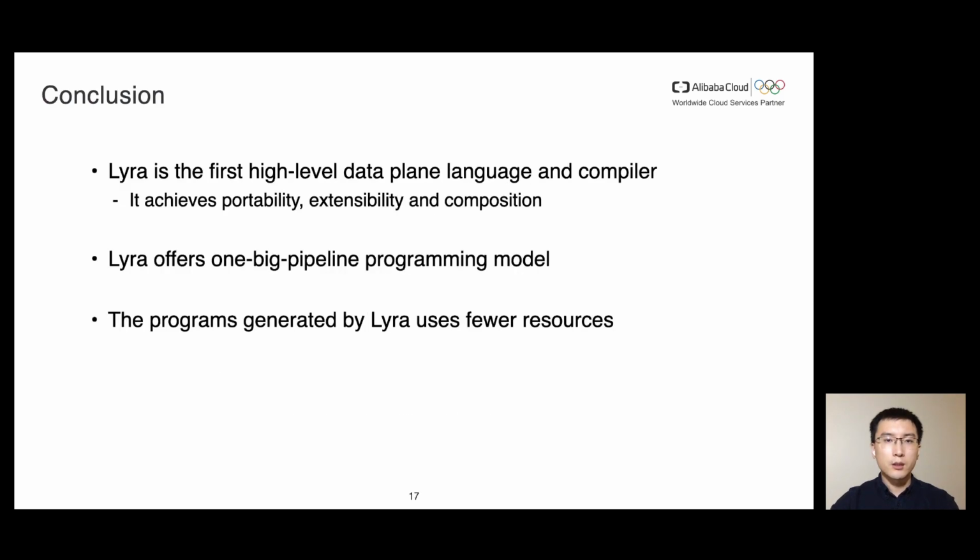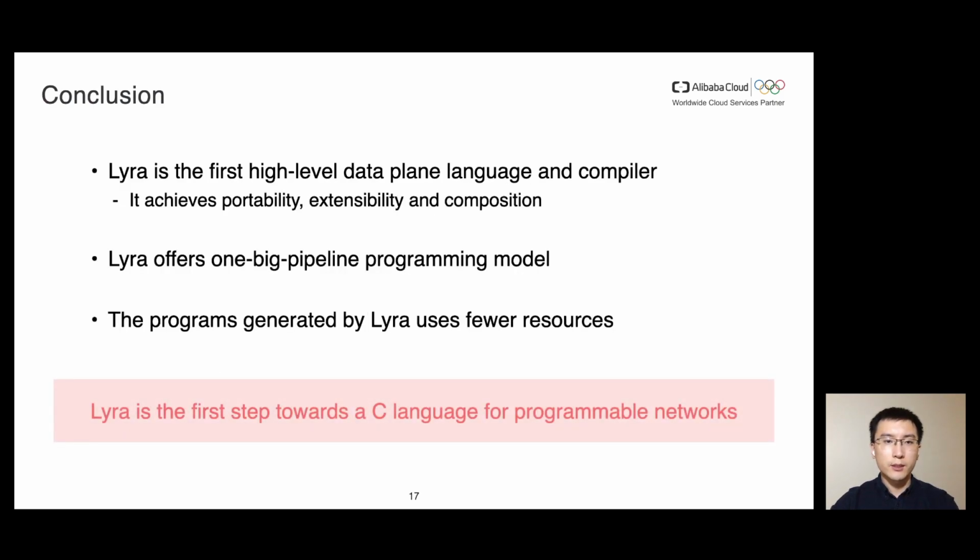In conclusion, Lyra is the first high-level data plane language and compiler that achieves portability, extensibility, and composition. Lyra offers a one big pipeline programming model and can generate runnable chip-specific code across multiple switches. The programs generated by Lyra use fewer hardware resources than human-written programs.